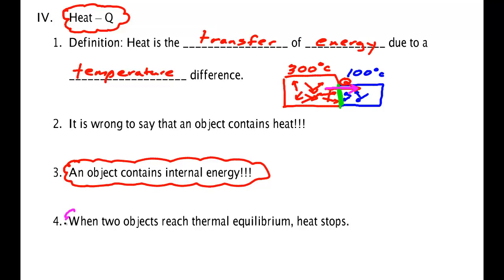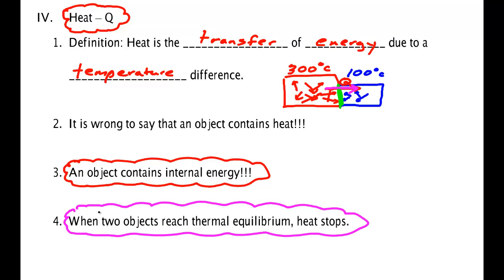When you have two objects that reach thermal equilibrium, the flow of this energy stops. So heat stops when you reach thermal equilibrium, but when you have thermal equilibrium, you have no temperature difference. Hence, heat is the transfer of energy due to a temperature difference. No difference, no transfer. Now, it feels funny even for me to say heat stops. I want to say heat flow stops. We probably should have always said heat flow and never just said heat.